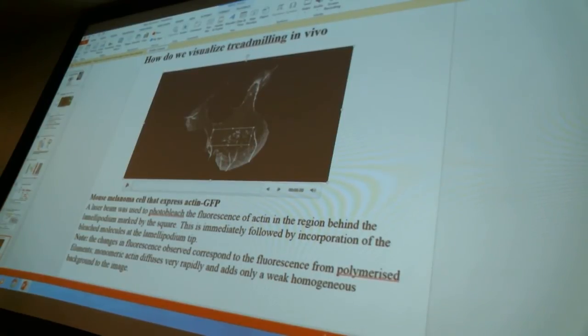What happens here? We photobleached this area of the cell, and the photobleaching technique is basically the use of a high-intensity laser beam to erase the light emission produced by labeled, for instance GFP-labeled, molecules. So originally we had this cell emitting, containing GFP-labeled actin molecules.